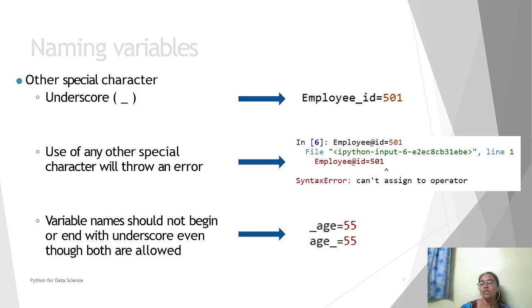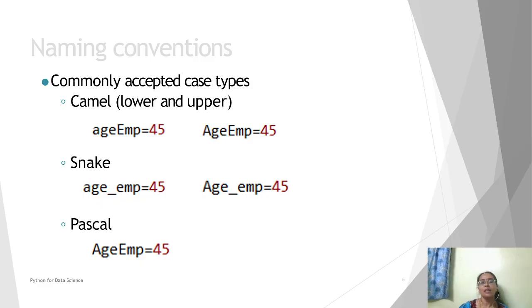We should not use any underscore at the front of the variable name or at the end of the variable name. We should use it only in the center, without any other symbol. Okay, so the next one, this is the commonly expected.